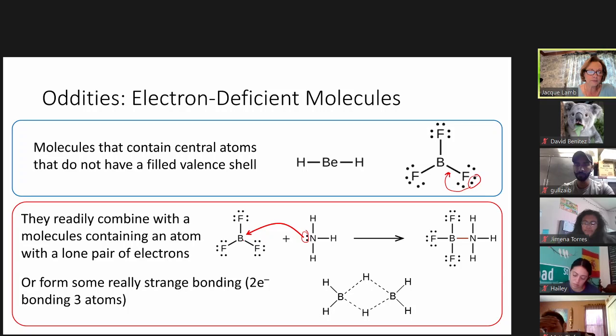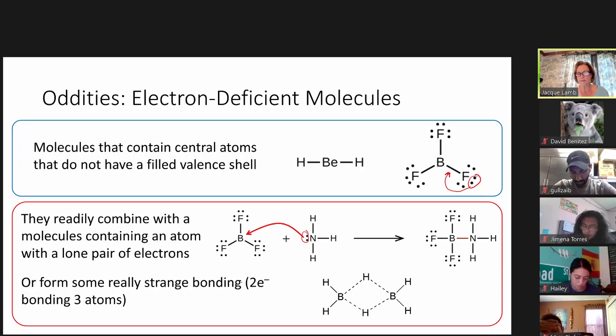Also, you can see some rather strange bonding where you get 2 electrons bonding 3 atoms, like we've drawn down here before, and we draw that with dotted lines. So they're very reactive molecules, but these, as shown above, are the correct Lewis dot structures for those 2 atoms.